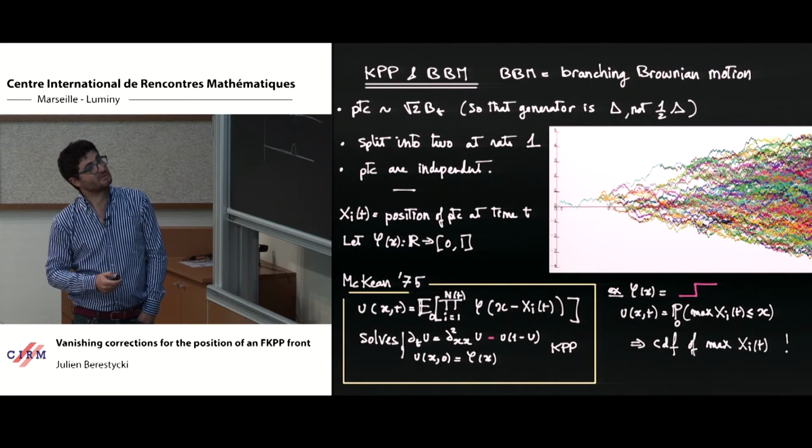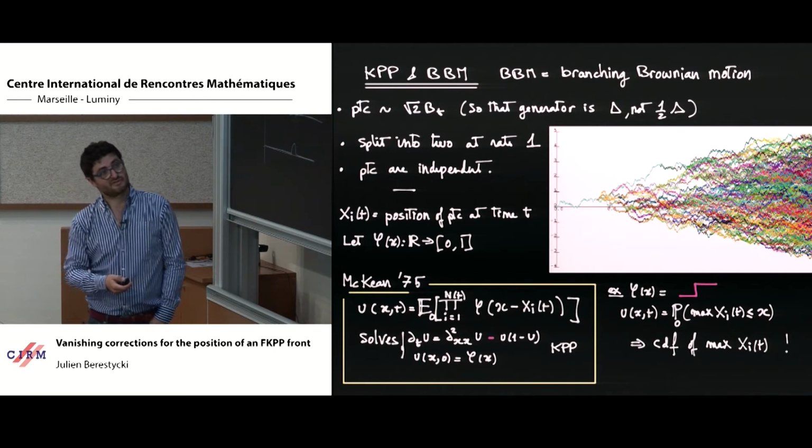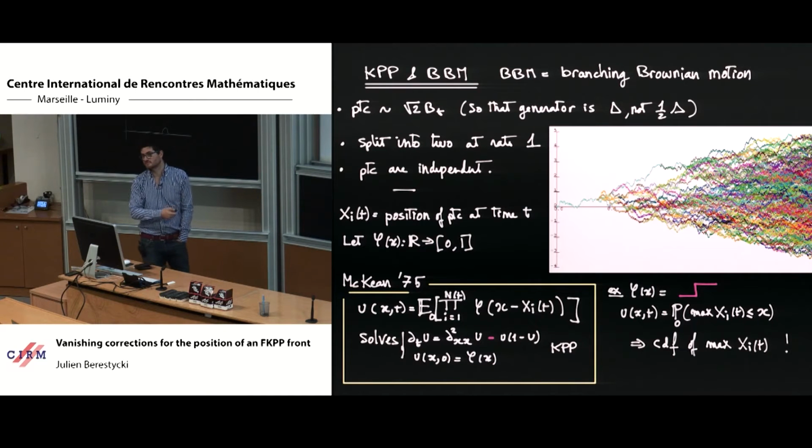So what this tells you is that u of x and t is just the cumulative distribution function of the maximal position. So you just proved that the CDF of the maximal position is actually a solution to the KPP equation.